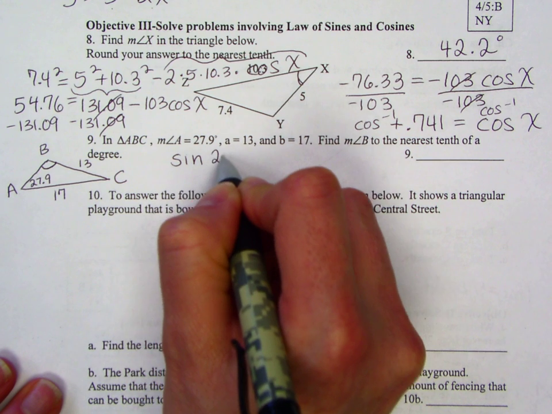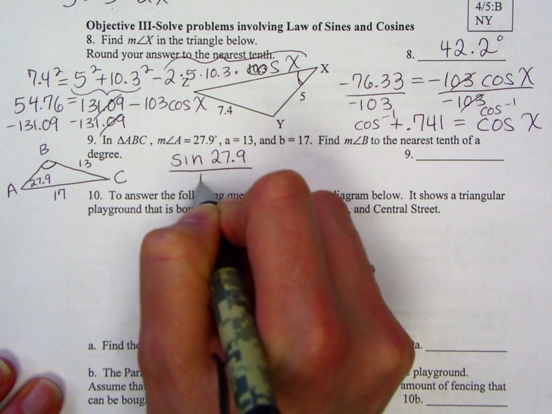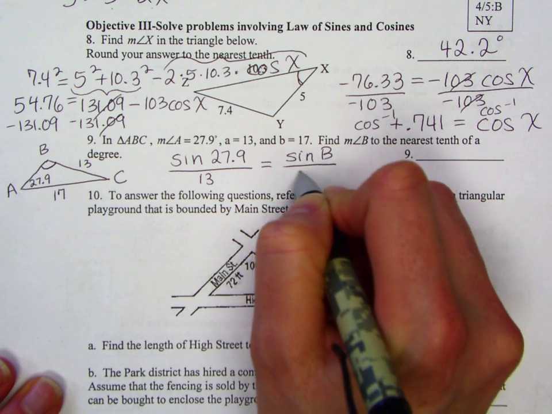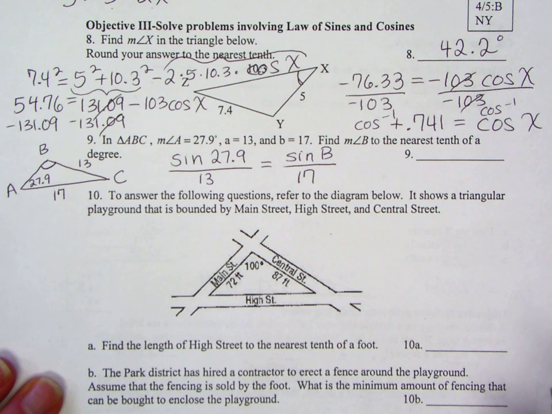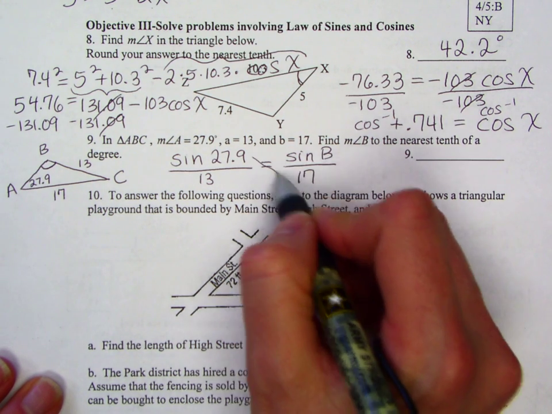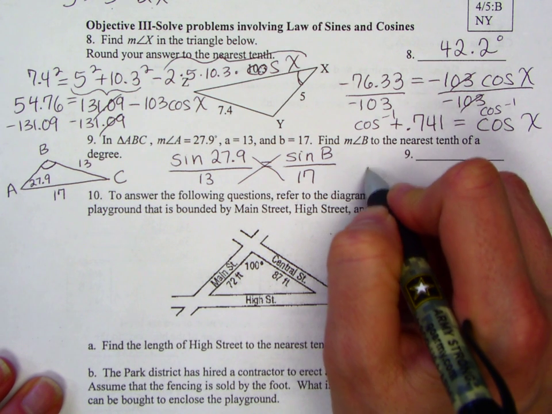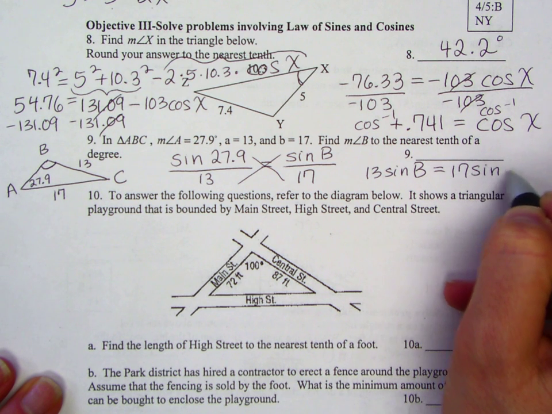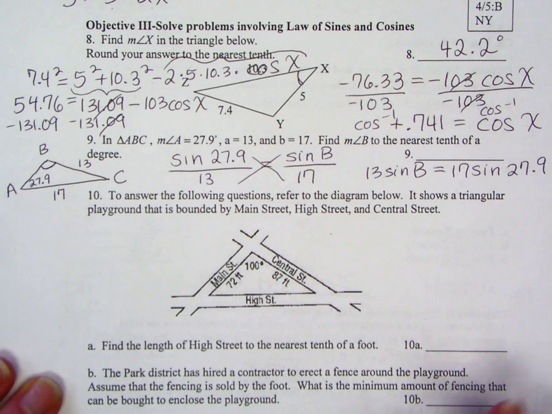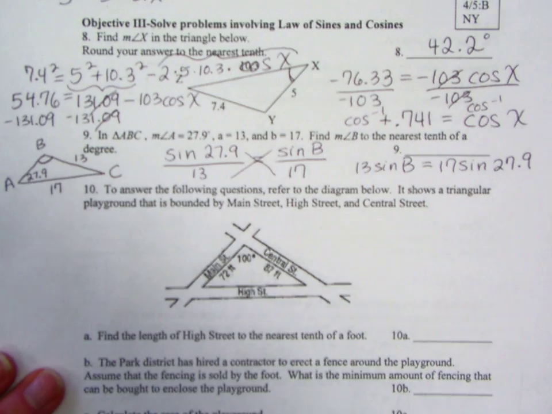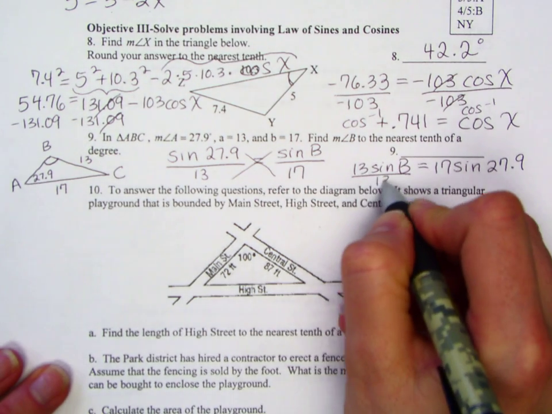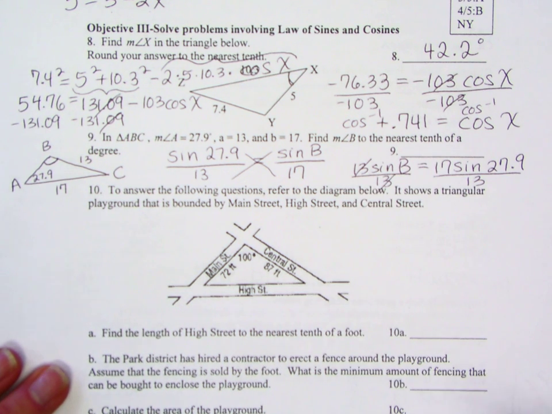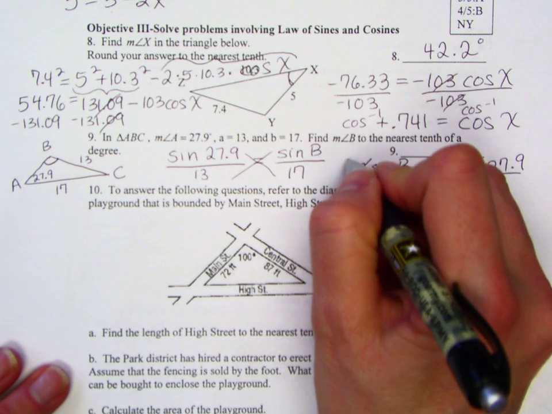Sine of 27.9 over 13 equals the sine of B over 17. From there, I think the best thing to do is cross multiply. And again, I'm not going to type it in till the very end. Next, I would need to divide by 13. And what would be my last step? Inverse sine.